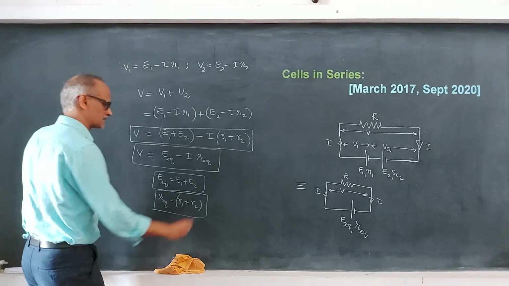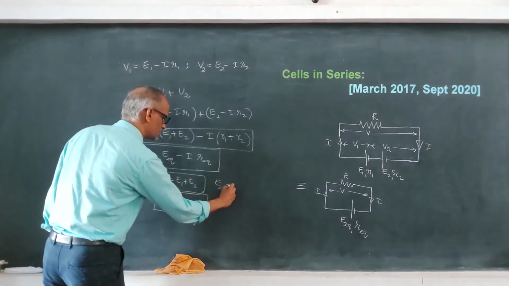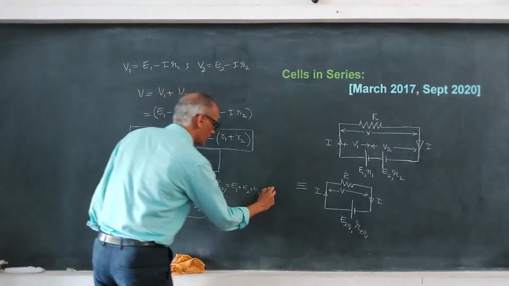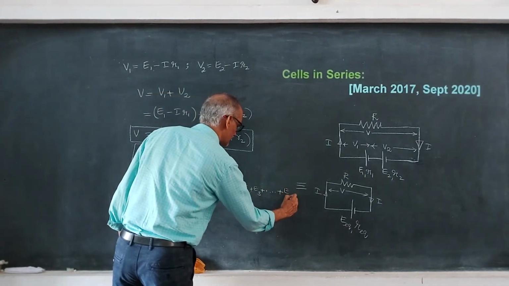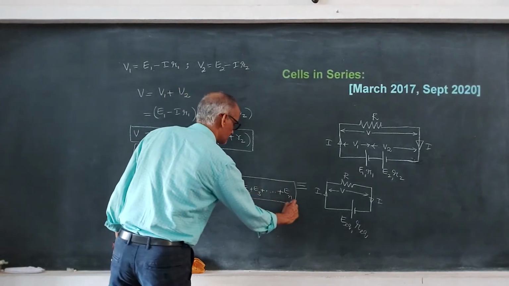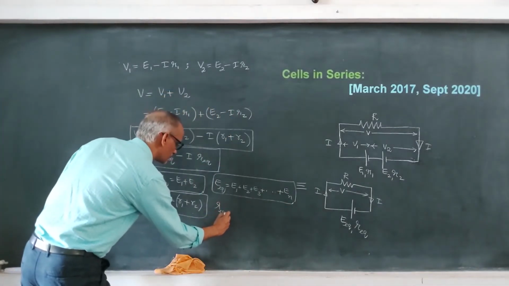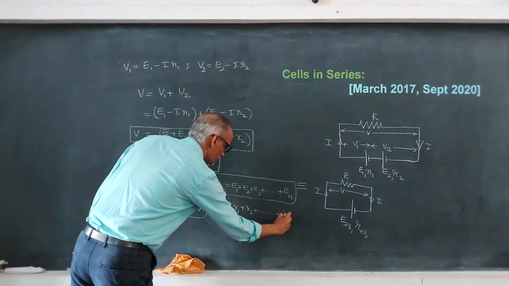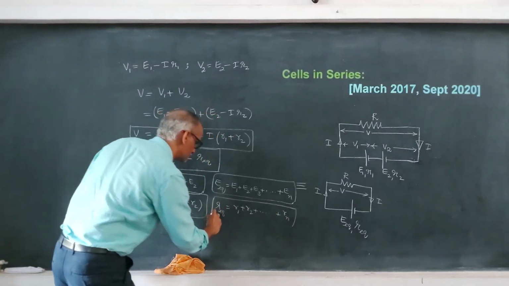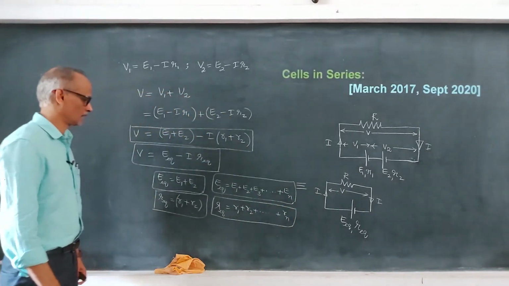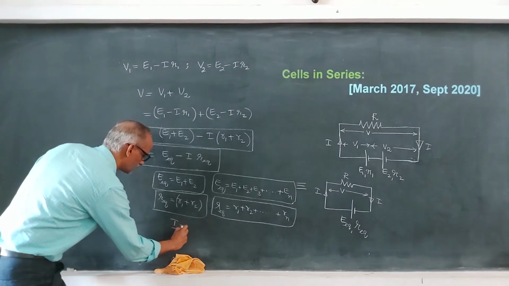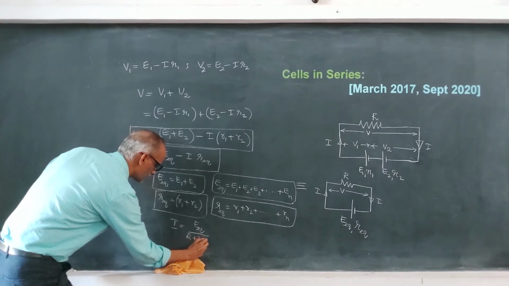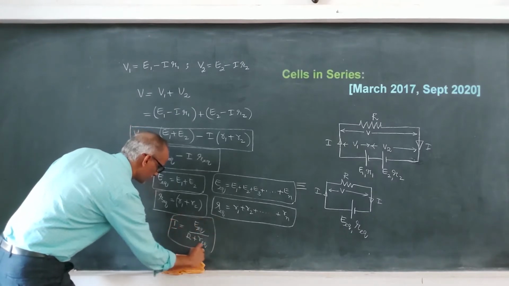So to generalize this, if there are many cells, then we can write E equivalent is equal to E1 plus E2 plus E3 and so on up till En, the nth cell. R equivalent is equal to R1 plus R2 and so on plus Rn. And how do we find the current? I is equal to E equivalent by R plus R equivalent. This is how we can find the current.